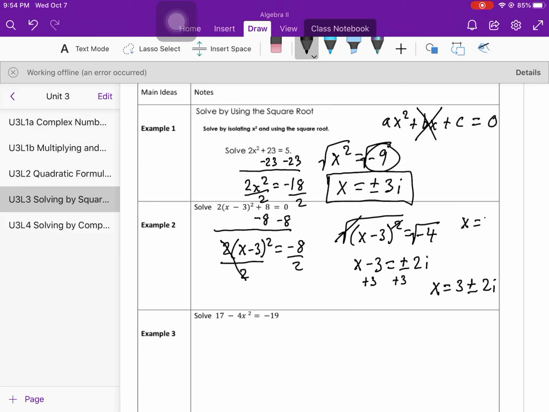If you want to write those out as two separate ideas, x equals 3 plus 2i, that's acceptable. And then you could write x equals 3 minus 2i. But this is also acceptable right here. So I'll put or.